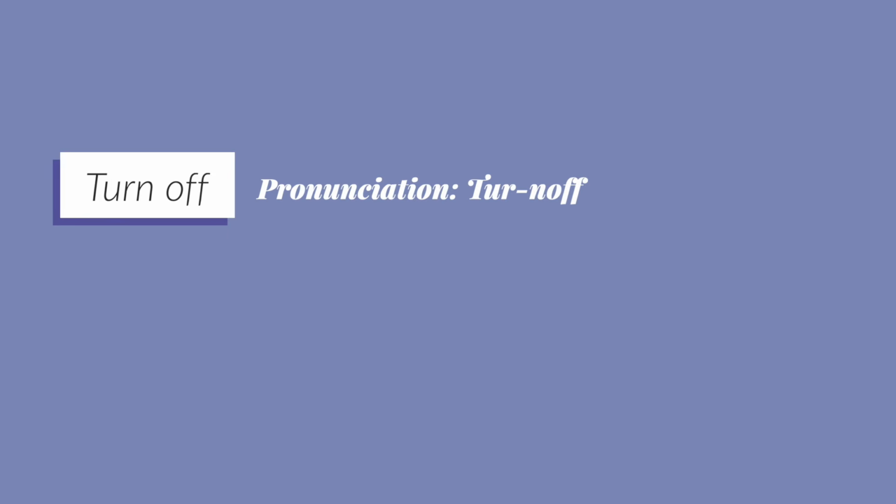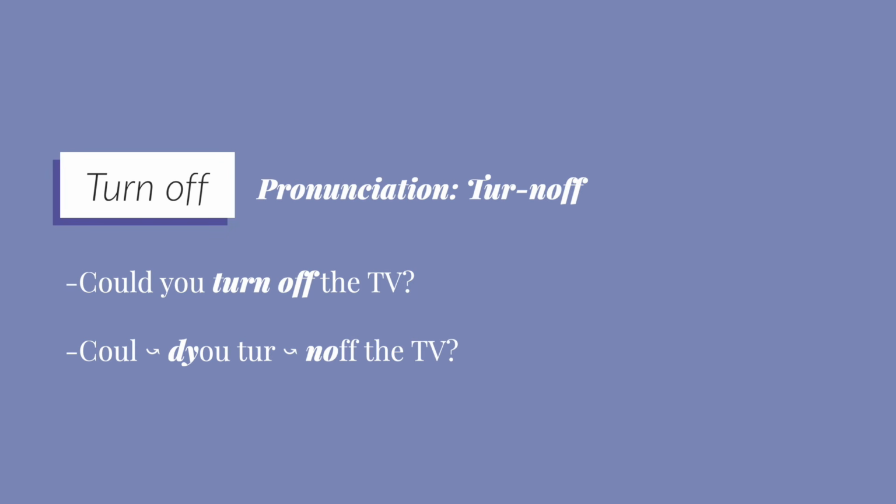For example, to turn off. When used in spoken communication, it'll sound like this. To turn off. Turn off. Could you turn off the TV? Could you turn off the TV? We have two examples of that consonant to vowel linking in that question.